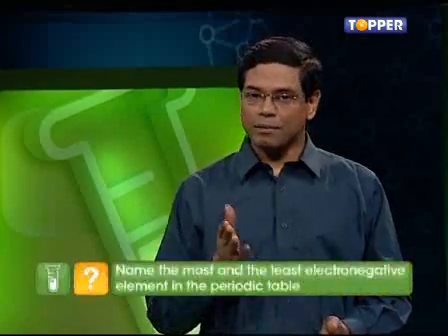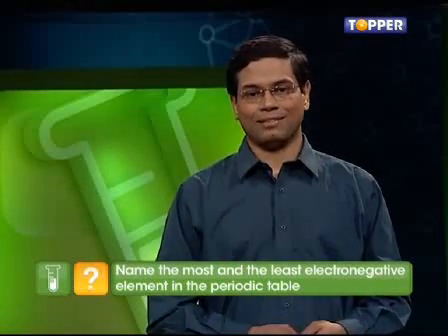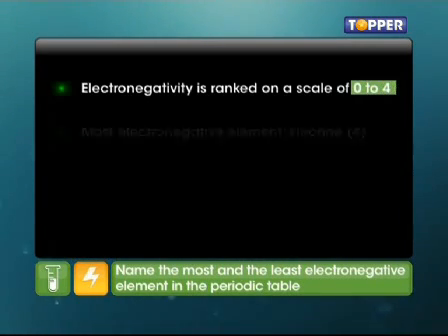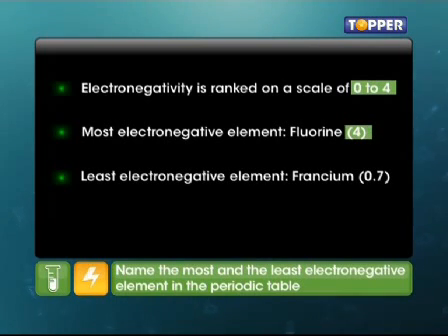Now, in the exams, you may be asked, name the most and the least electronegative element in the periodic table. To answer this, you should know that electronegativity is ranked on a scale of 0 to 4. The most electronegative element known is fluorine with an electronegativity of 4. Francium is the least electronegative element with a value of 0.7.